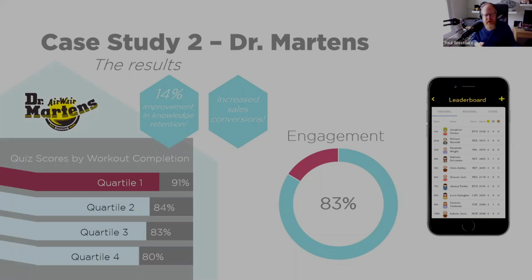Active user scores, again looking at quartile 1 versus quartile 4: 91% in quartile 1 versus 80% in quartile 4. Now that's a lower impact than we saw with TUI earlier, only an 11% difference, but it's higher overall. And Dr. Martens tell us that their people were starting with a generally higher knowledge point than some of the TUI guys were. So there's a tangible business case.